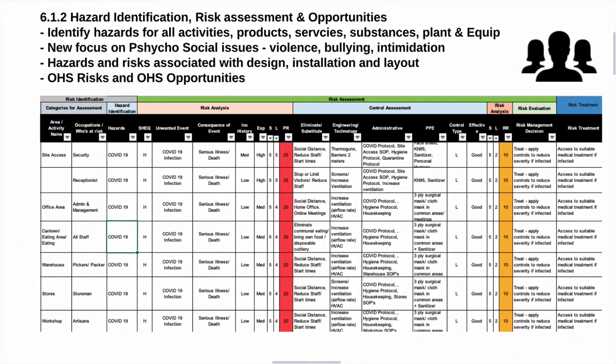Moving over to Clause 6.1.2, I normally refer to this as the operational risk assessment because in general, what's at risk here is the human being, but also there are opportunities to improve the human being's working conditions. So some of the big issues to consider here is you want to identify hazards for all of your activities, products, services, substances, plant and equipment. There's also a new focus on a lot of the psychosocial issues such as violence, bullying, intimidation. Hazards and risks associated with the design, installation and layout of your facilities. So here we want to look at not just hazards and risks, but we also want to look at OSH opportunities, those opportunities to improve the working conditions, the working environment for the human being.